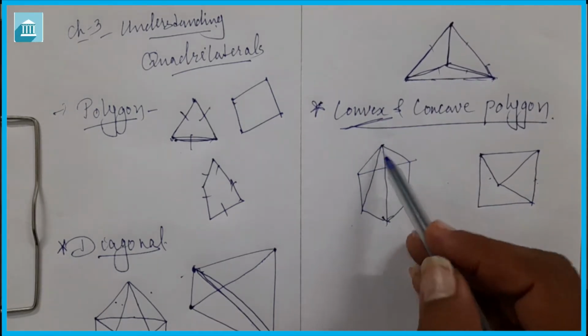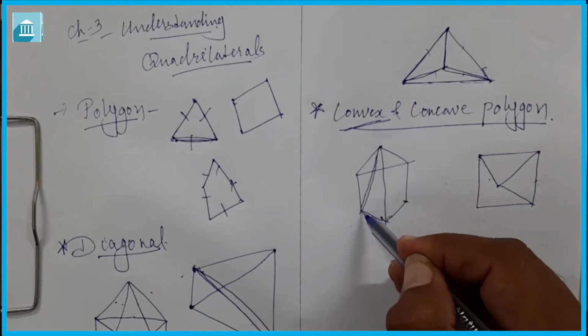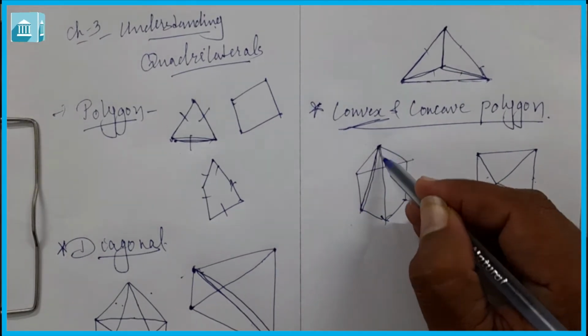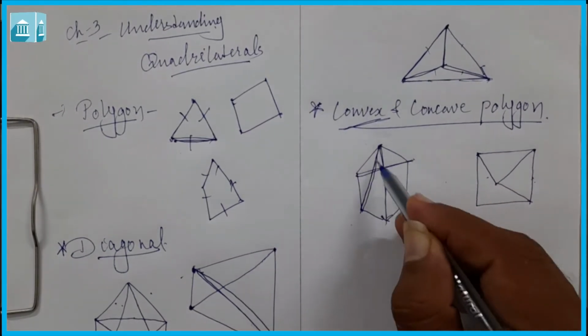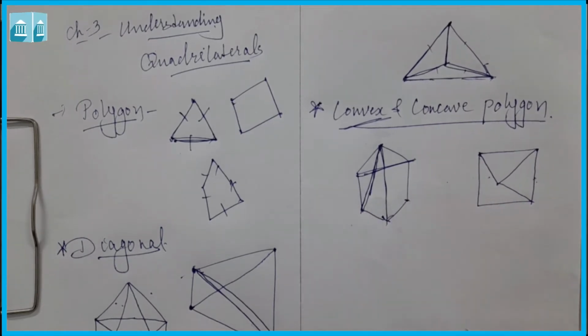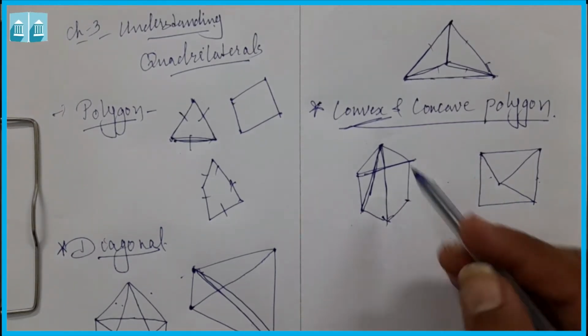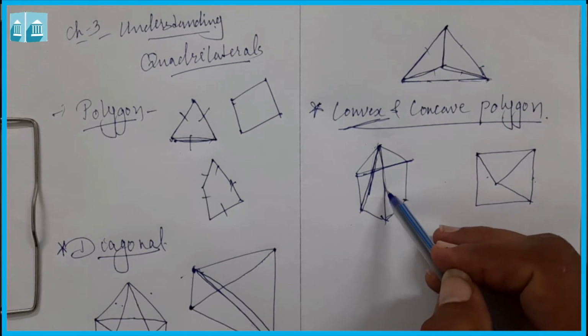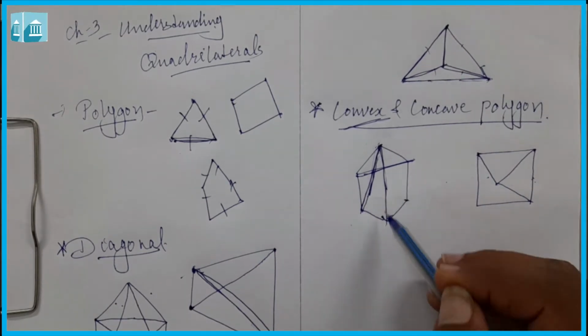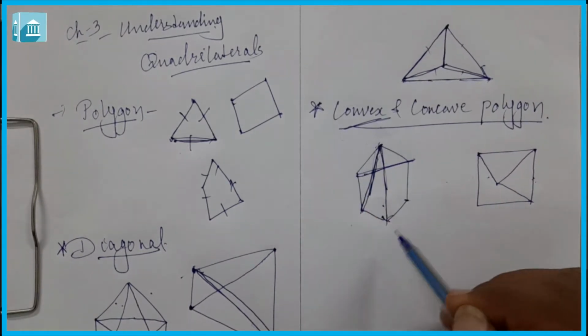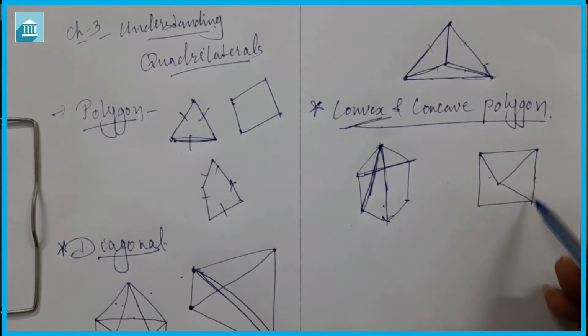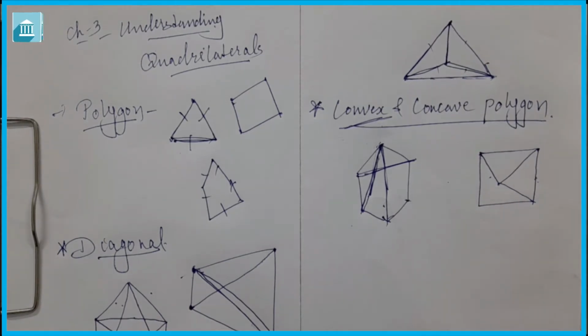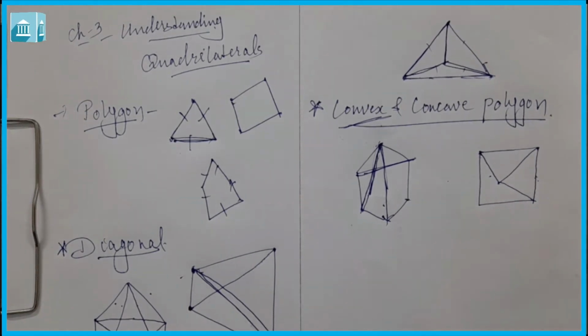polygon. If two diagonals are intersecting each other, here this is the diagonal, this is the diagonal, this is also diagonal. So here it is intersecting. So when two diagonals are intersecting each other, that is known as convex polygon, and if two diagonals are not intersecting each other, that is known as concave polygon.